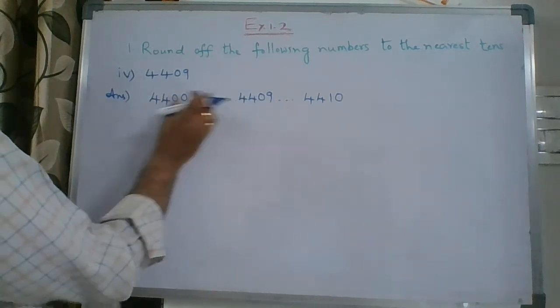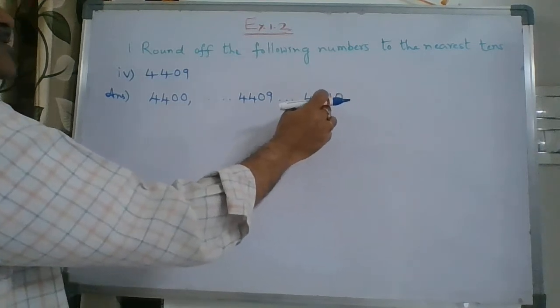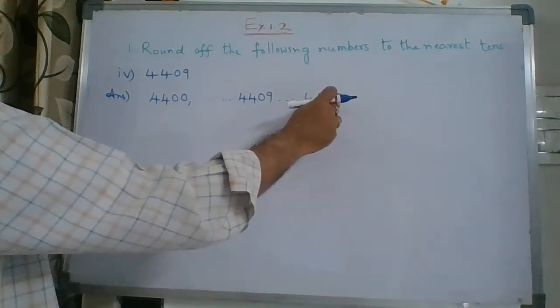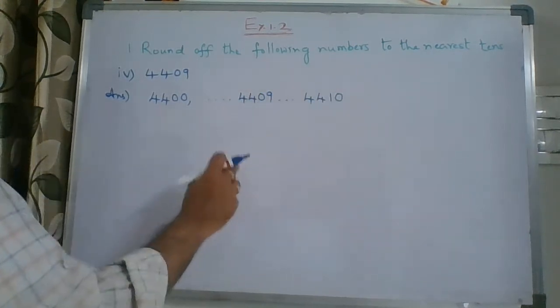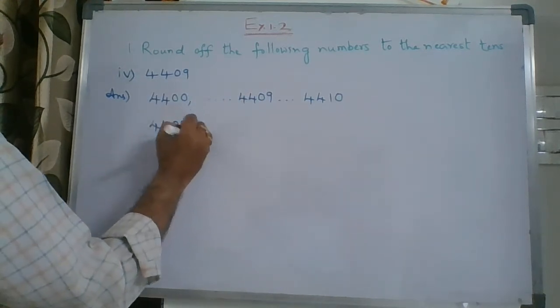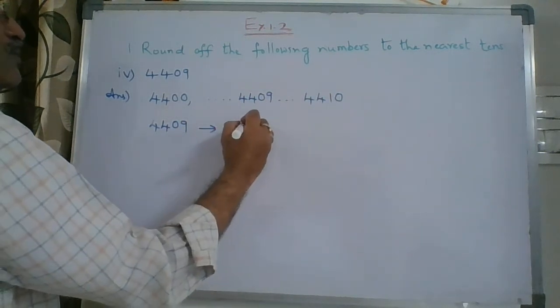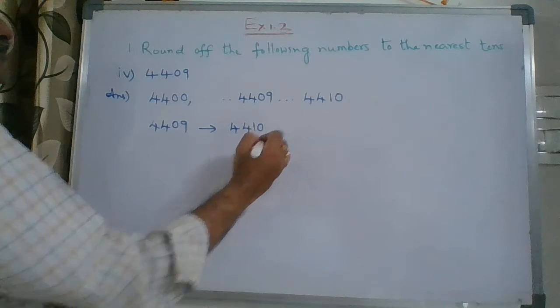When we compare these two, the difference is 9, and when we compare these two, the difference is 1. See, 4410 minus 4409 means 1. Therefore 4409 is rounded to 4410. Okay.